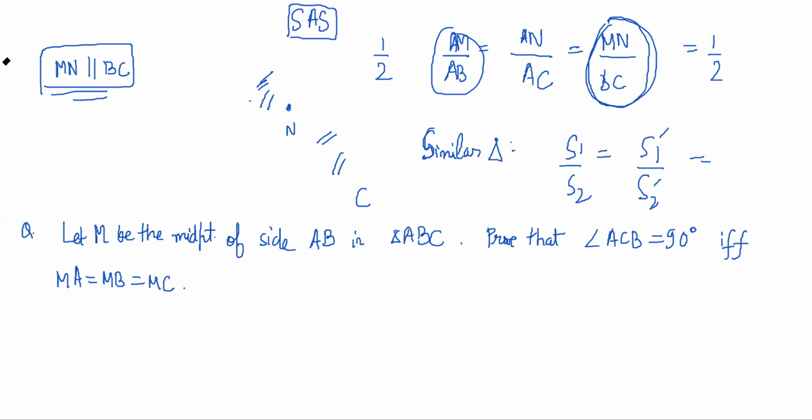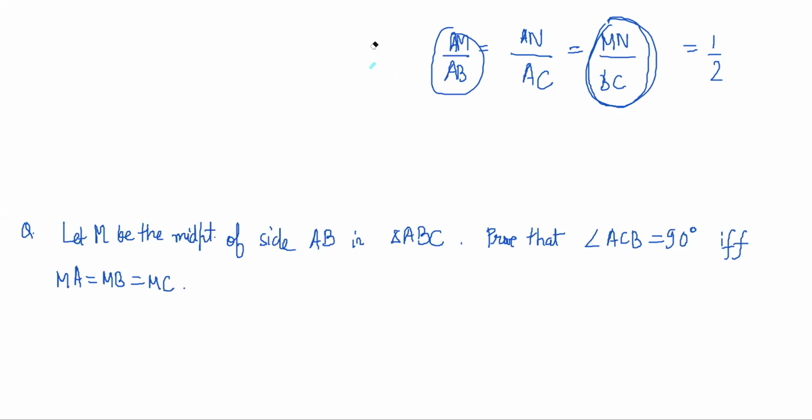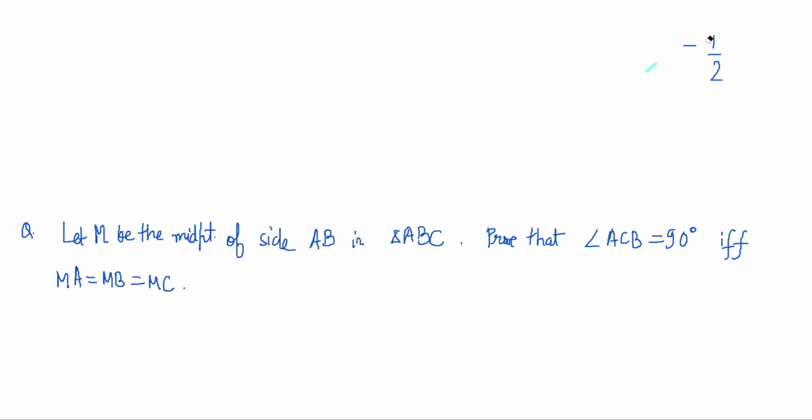When you have an if and only if statement, proving it does not just mean one side, it means proving both sides. So first we'll prove one side, then we'll see the second side. Try this yourself for a bit. First assume only that M is the midpoint of the side, and assume that MA is equal to MB is equal to MC, and then prove that ACB is 90, and then do the opposite.